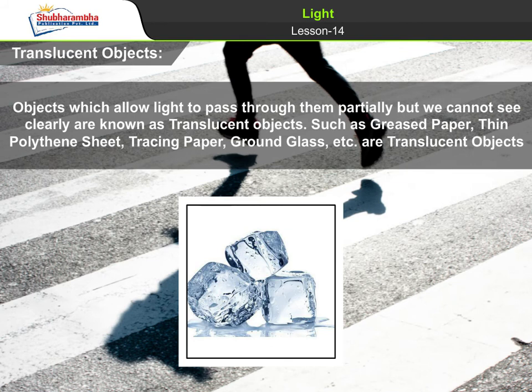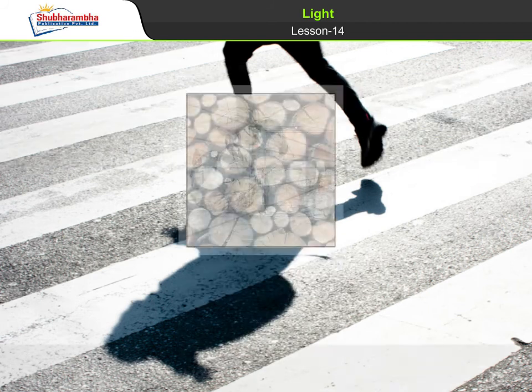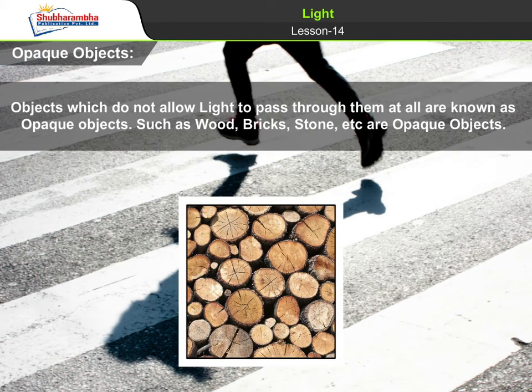Translucent objects. Objects which allow light to pass through them partially but we cannot see clearly are known as translucent objects. Such as greased paper, thin polythene sheet, tracing paper, ground glass, etc. are translucent objects.